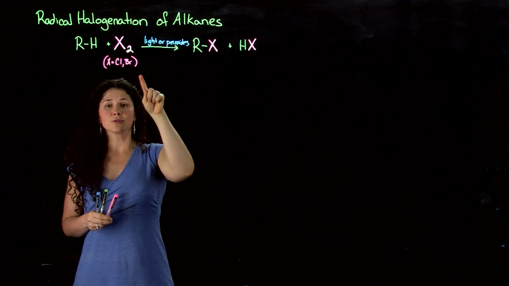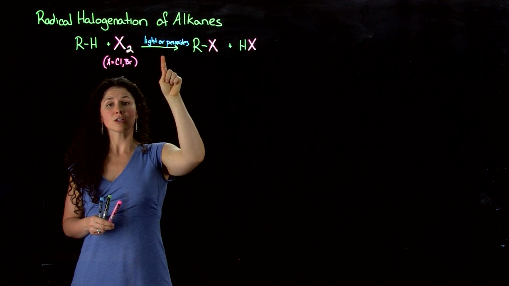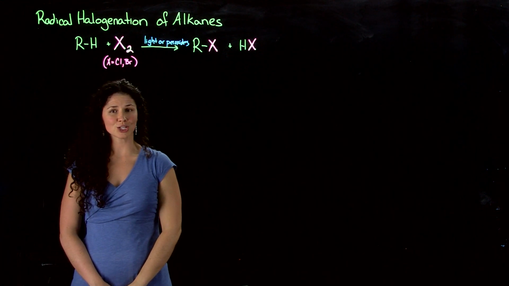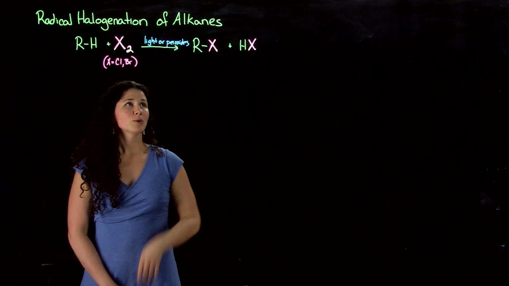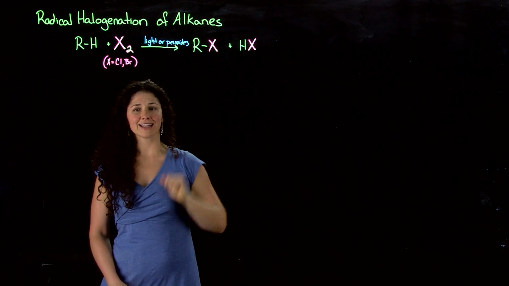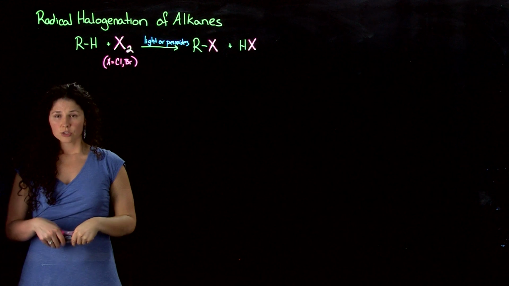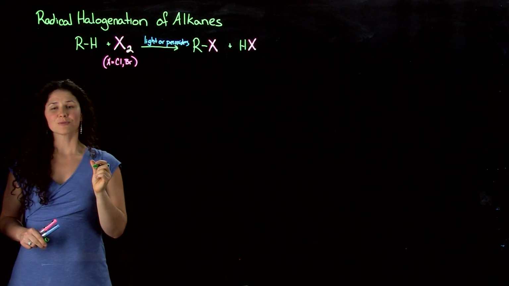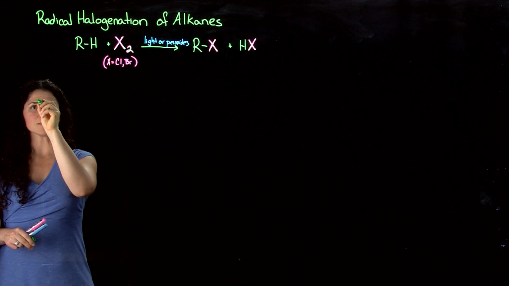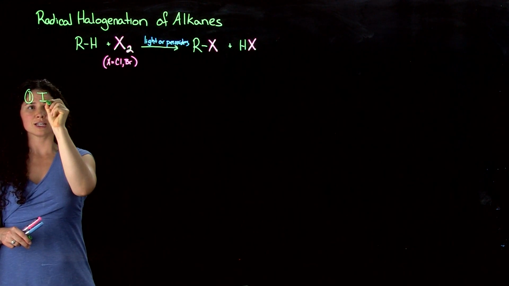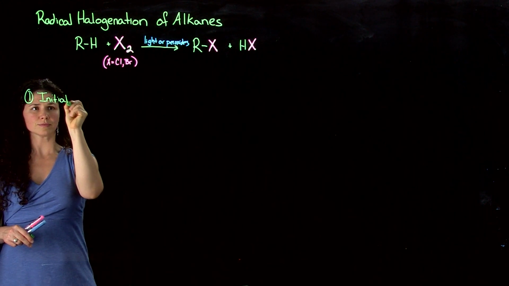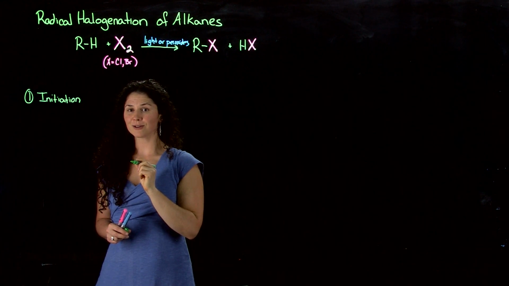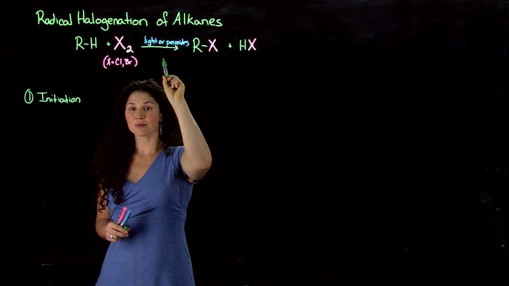We have to do this reaction in the presence of something called a radical initiator. In this case, we're going to use light or peroxides to initiate radicals to form. We get the alkyl halide and an acid halide as products. Whenever you do a radical mechanism, there are three main steps to the reaction mechanism. The first step is initiation. Initiation steps produce radicals, and they require the radical initiators, the light or the peroxides.